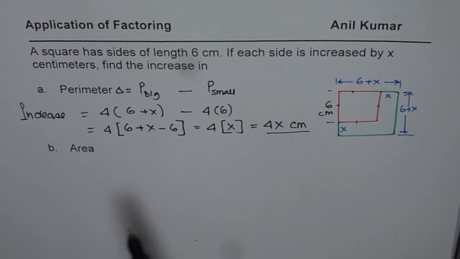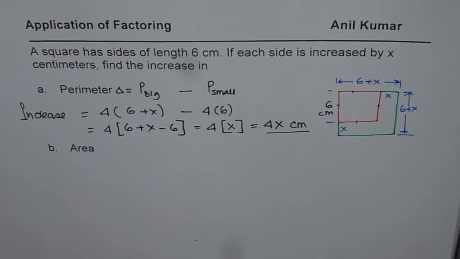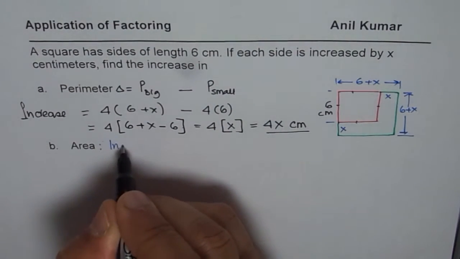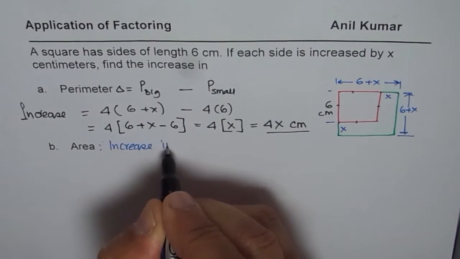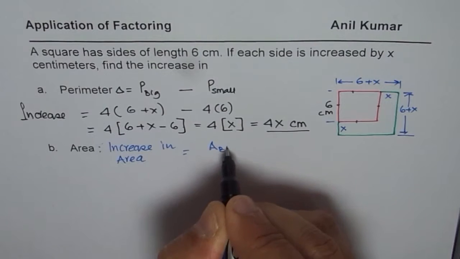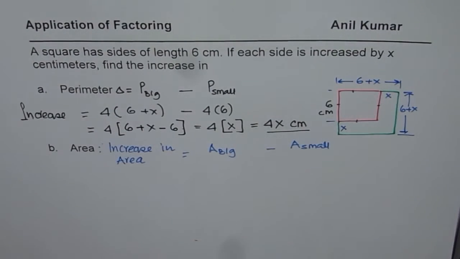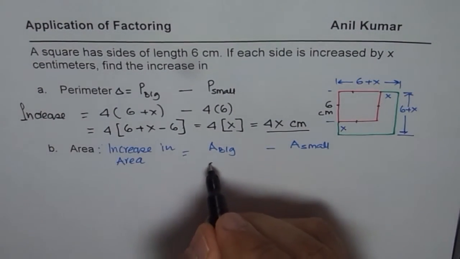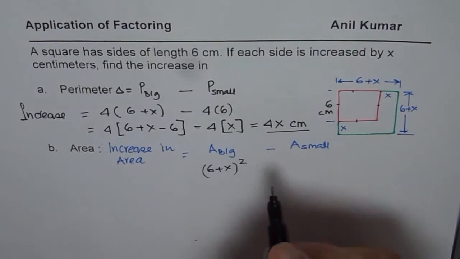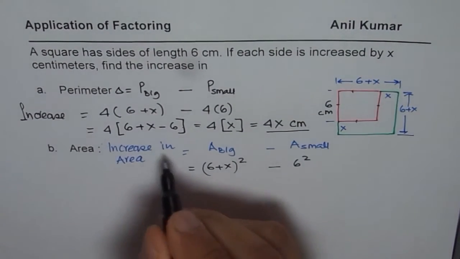You can follow similar calculations or application of factoring and solve for the increase in area. So now let us do it. Increase in area will be how much? Increase in area will be the area of the big square minus the area of the small square. The area of the big square is 6 plus x whole squared, and the area of the small square is 6 squared. So that is the increase in area.